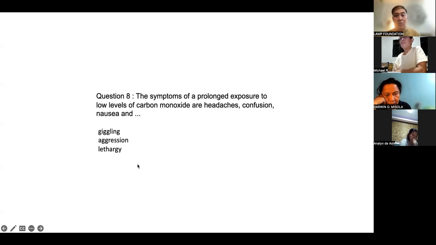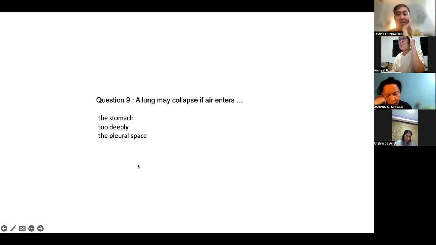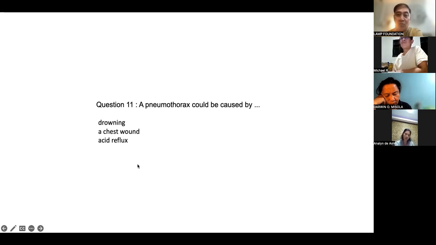The symptoms of a prolonged exposure to low levels of carbon monoxide are headaches, confusion, nausea, and? Aggression. Aggression. Okay. A lung collapse if air enters the pleural space. Very good. A collapsed lung is called pneumothorax. Yeah, pneumothorax.